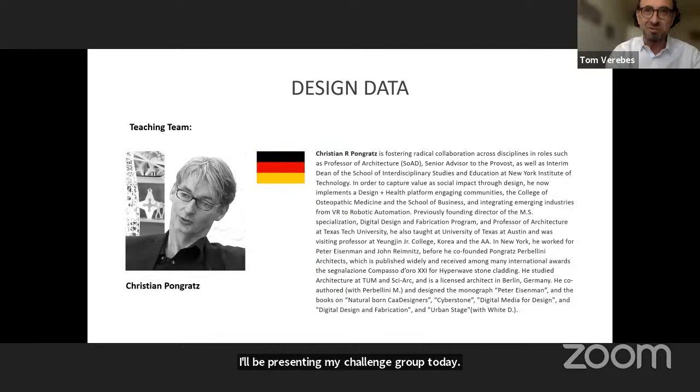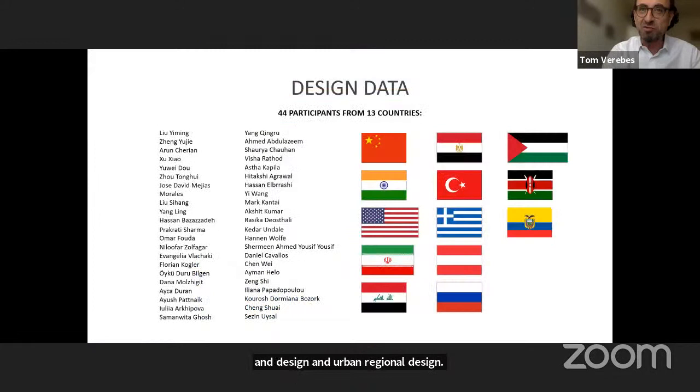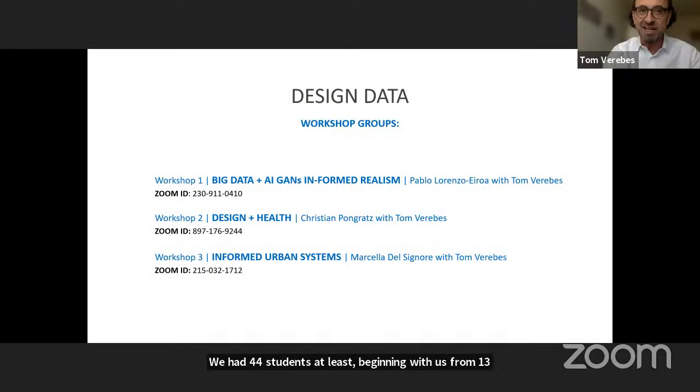The three groups roughly correspond to three Masters of Science programs at NYIT in Computational Technologies, Health and Design, and Urban and Regional Design. We had 44 students, at least beginning with us, from 13 different countries in these three workshops. So Pablo will present Big Data, AI GANs, Informed Realism, and I'll present in a moment Informed Urban Systems.